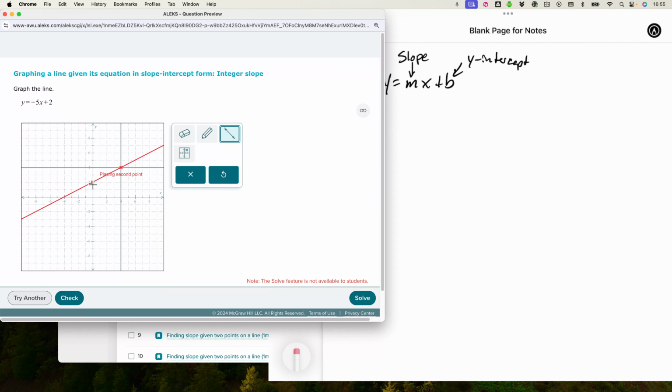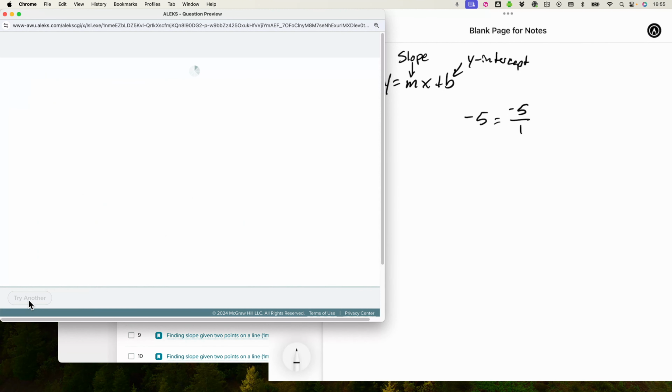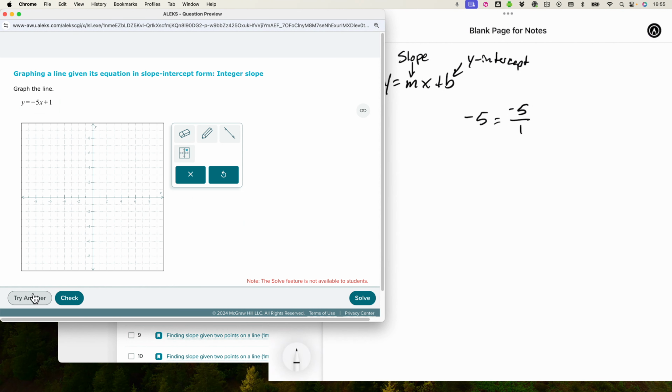And we need to recognize that negative 5 is equivalent to negative 5 over 1 for slope for this one. That says move down 5 to the right 1. Looks very similar, so let's choose a different one.